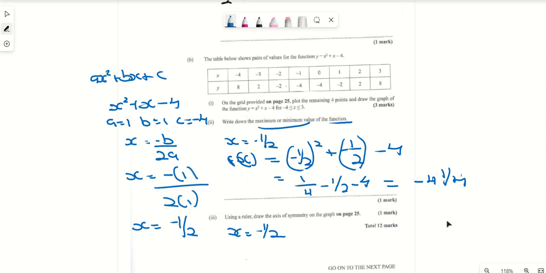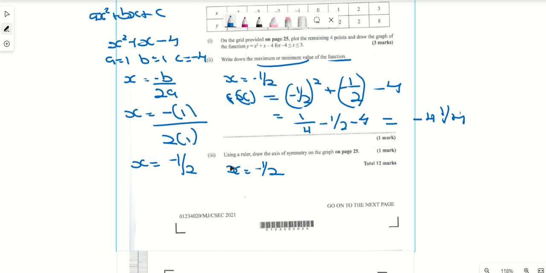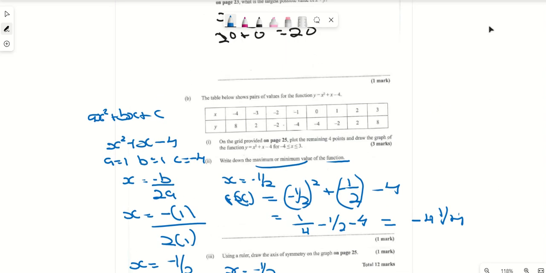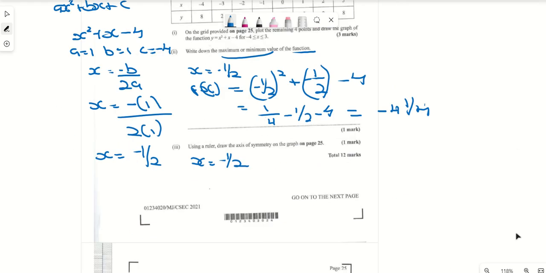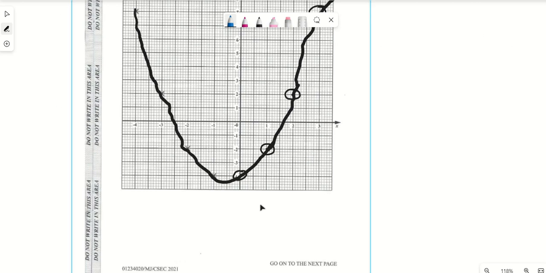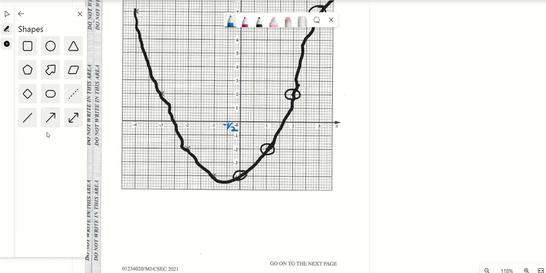The last part was using a ruler, draw the axis of symmetry. Now we already know that the axis of symmetry is x equals minus a half. So we're going to have to look at the graph and see where x equals minus a half. That would be right here, if I'm not mistaken. This is minus a half, right? So you're going to draw a line going straight up between, right? Go straight up.